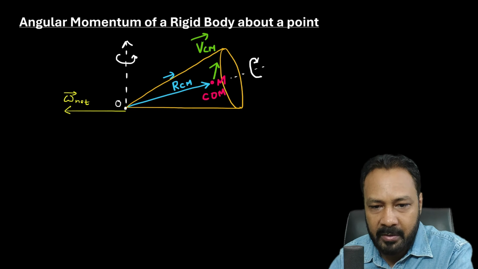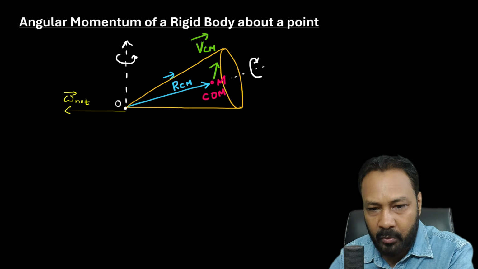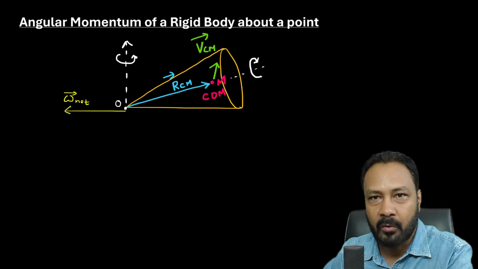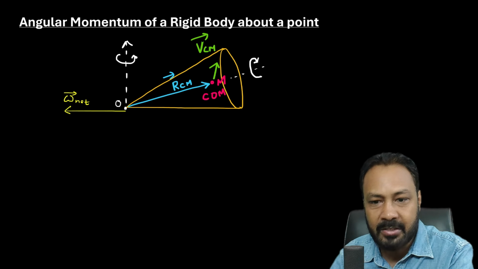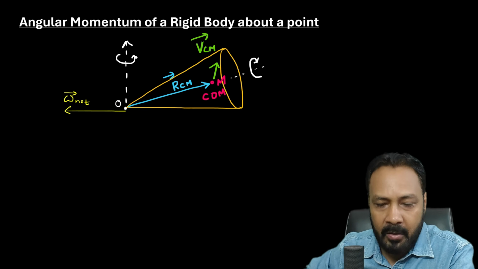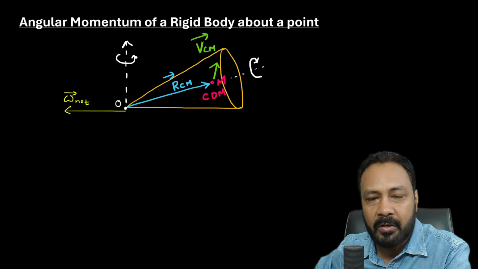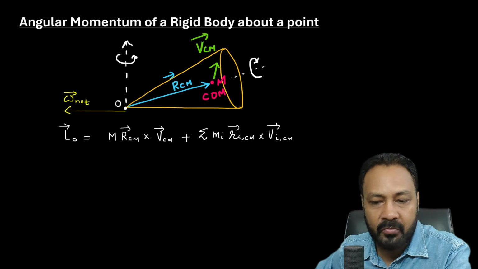So this body has a net angular velocity and it has a center of mass. Total mass is m. We want to find the angular momentum about point O. The point O could be anywhere: inside the body, outside the body, at the center of mass, anywhere. With respect to O, at this moment, the position vector of the center of mass is R_CM, the velocity of the center of mass is V_CM, and the mass of the body is m. So the angular momentum of this whole body about O is L_O = m R_CM × V_CM + Σ m_i R_iCM × V_iCM.